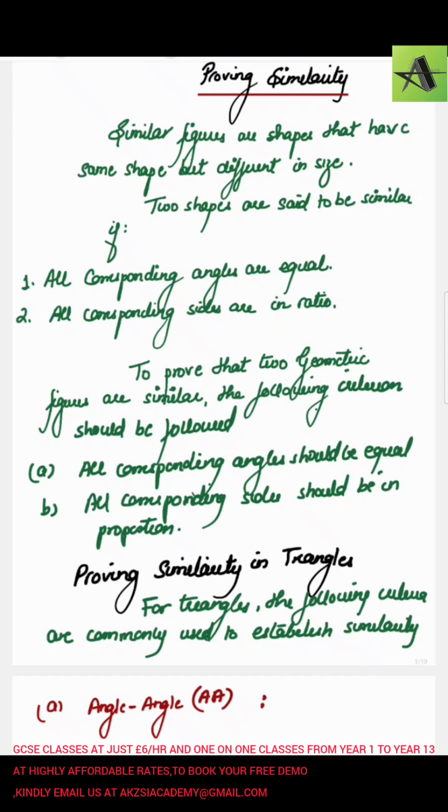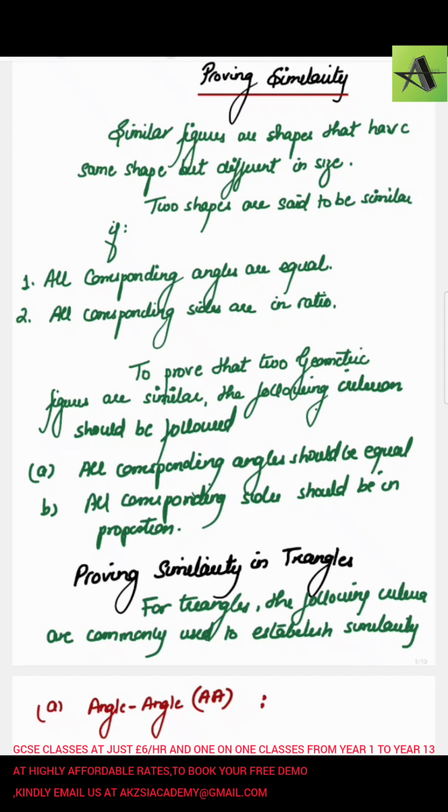If you are going to prove two geometric figures similar, not necessarily only triangles, it can be hexagons or any figure, there are two conditions that you have to follow. The first one is that the corresponding angles should be equal. If you are able to prove the corresponding angles are equal, you would be able to prove that two different figures are similar. And the second thing is that all corresponding sides should be in proportion. They bear the same constant proportion.